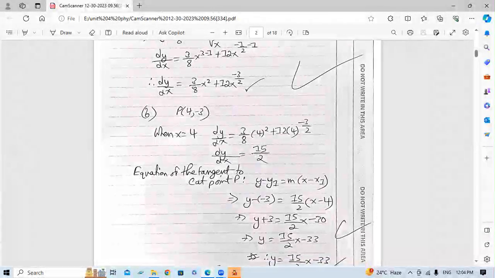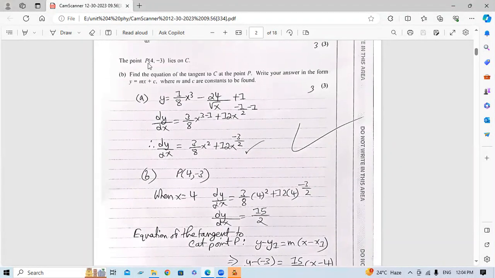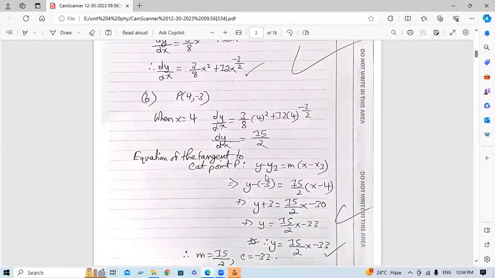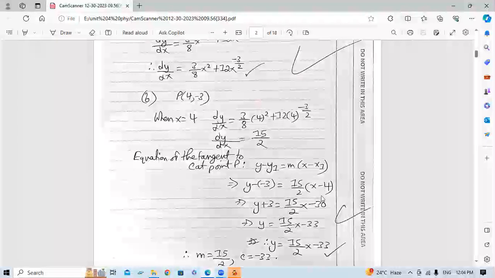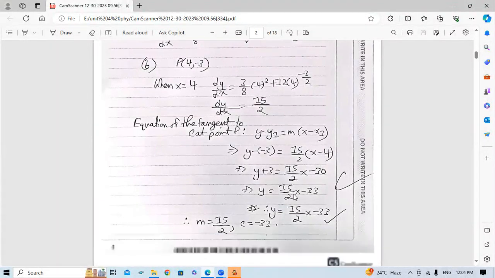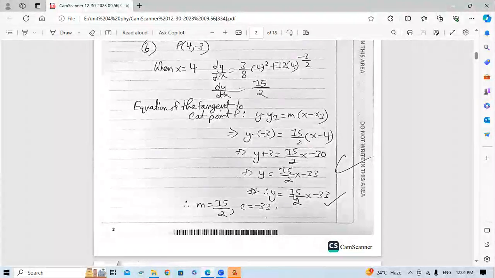We'll use the equation formula here: y2 minus y1 equals m into x2 minus x1. At P, we know the coordinates are (4, -3). So use that: y plus 3 equals the gradient for the tangent, 15/2, into x minus 4. So y plus 3 equals 15/2 x minus 30. So the y value would be y equals 15/2 x minus 30 minus 3, which is minus 33.